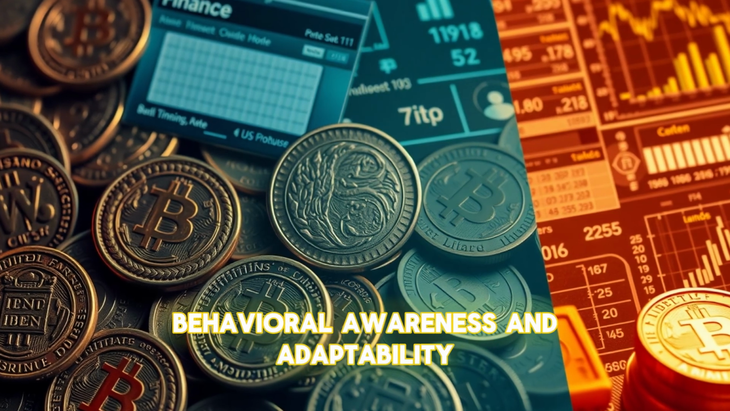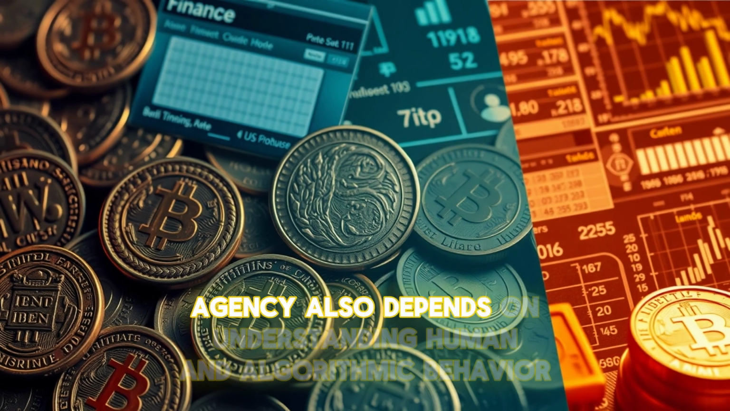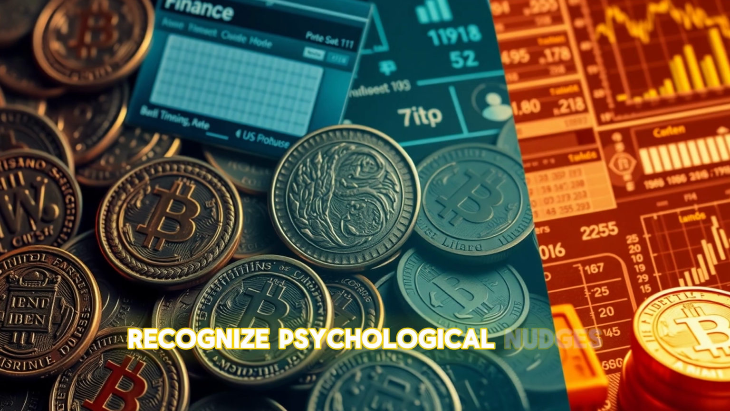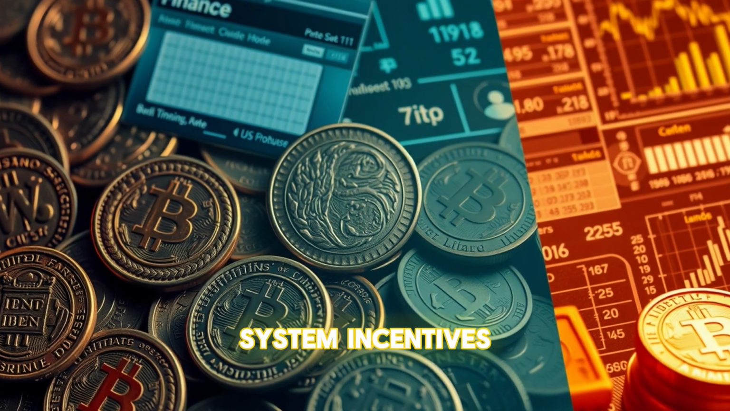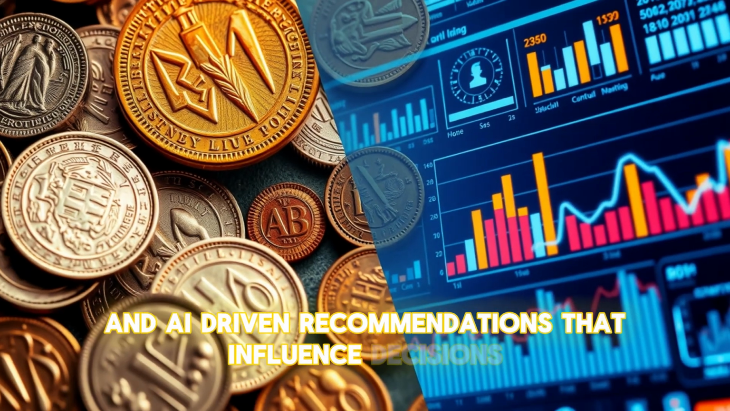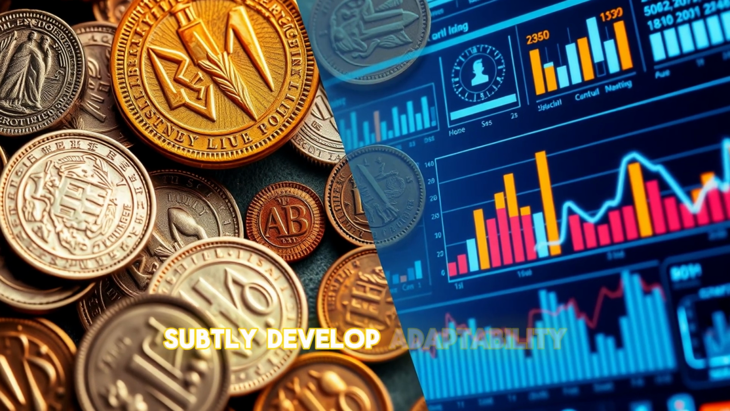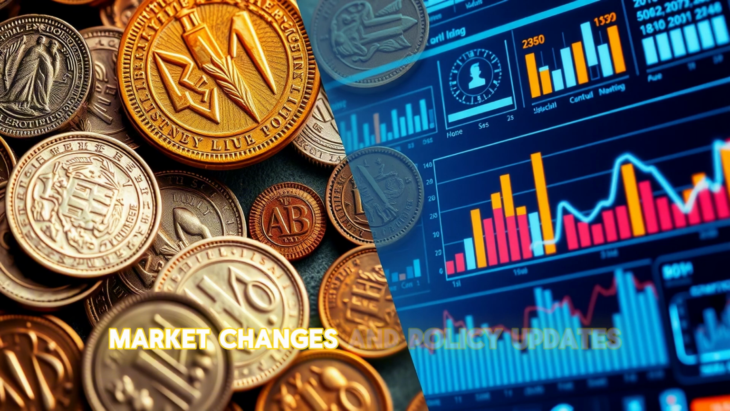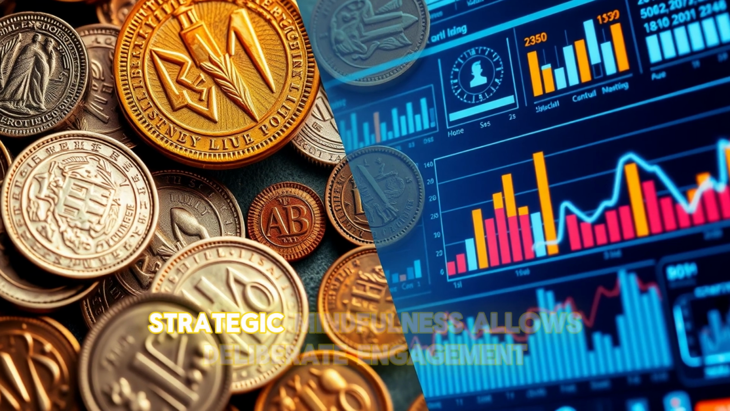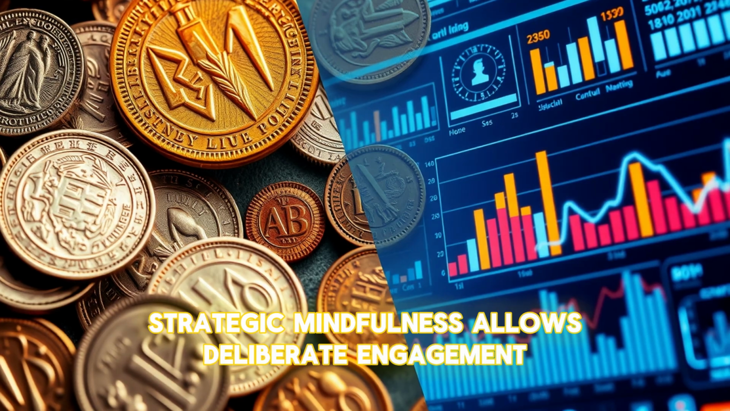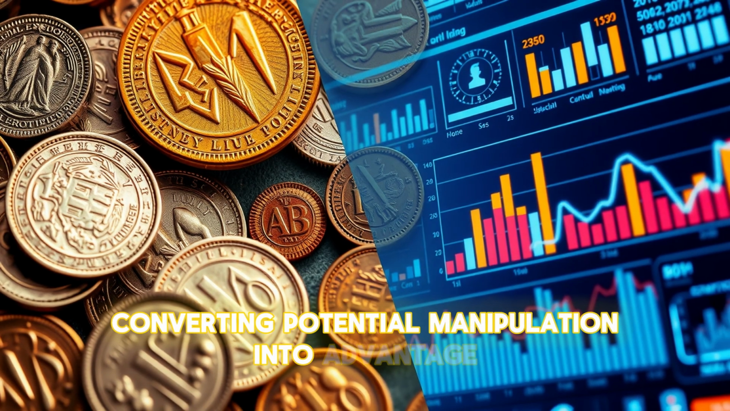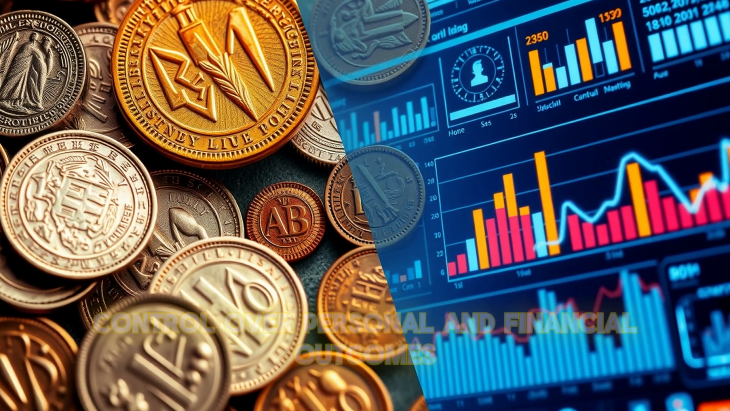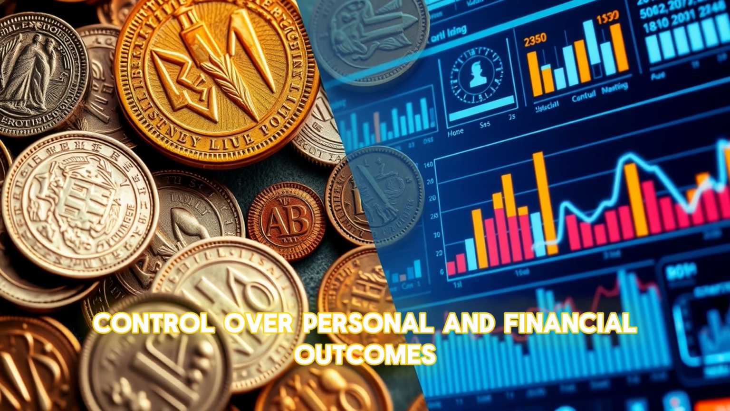Behavioral awareness and adaptability. Agency also depends on understanding human and algorithmic behavior. Recognize psychological nudges, system incentives, and AI-driven recommendations that influence decisions subtly. Develop adaptability, enabling quick response to technological shifts, market changes, and policy updates. Strategic mindfulness allows deliberate engagement, converting potential manipulation into advantage. Behavioral insight turns awareness into tactical control over personal and financial outcomes.